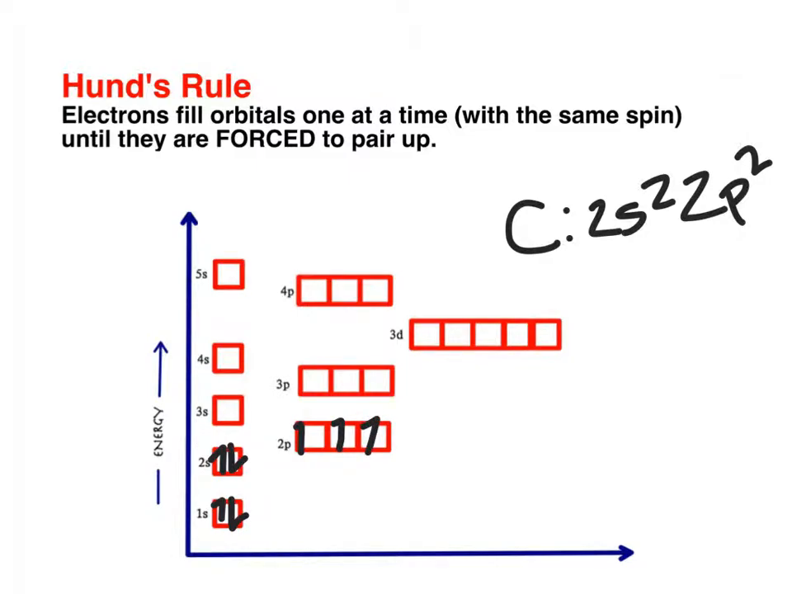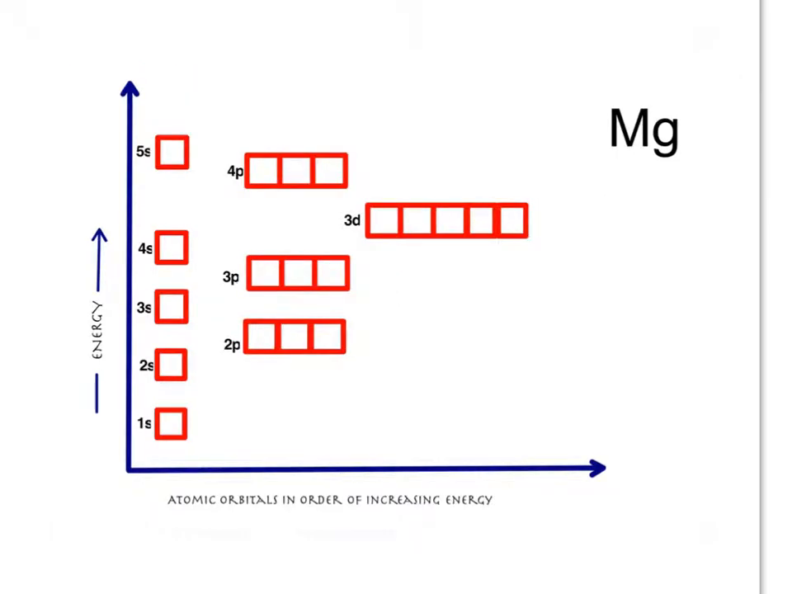I'll finish filling this 2p, downspin, downspin, downspin. 3s, 2, 3p. Again, I go 1, 2, 3, then go back and fill 4, 5, 6. All right. So just be really careful with Hund's rule. Put 1 in each region of space until you go back and you have to fill them. All right. So here are some examples. I think I've got magnesium and sulfur on here.